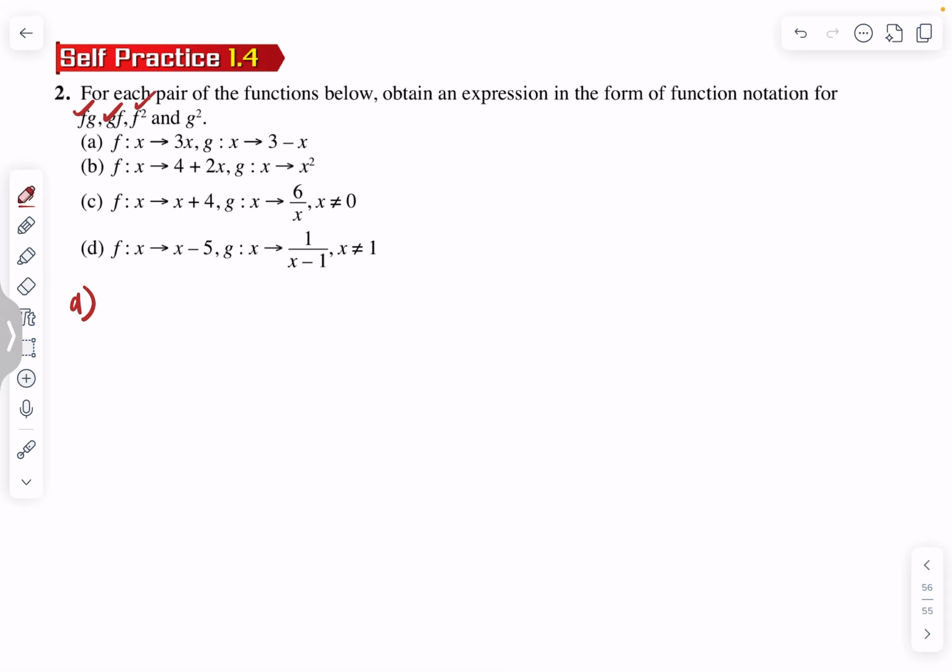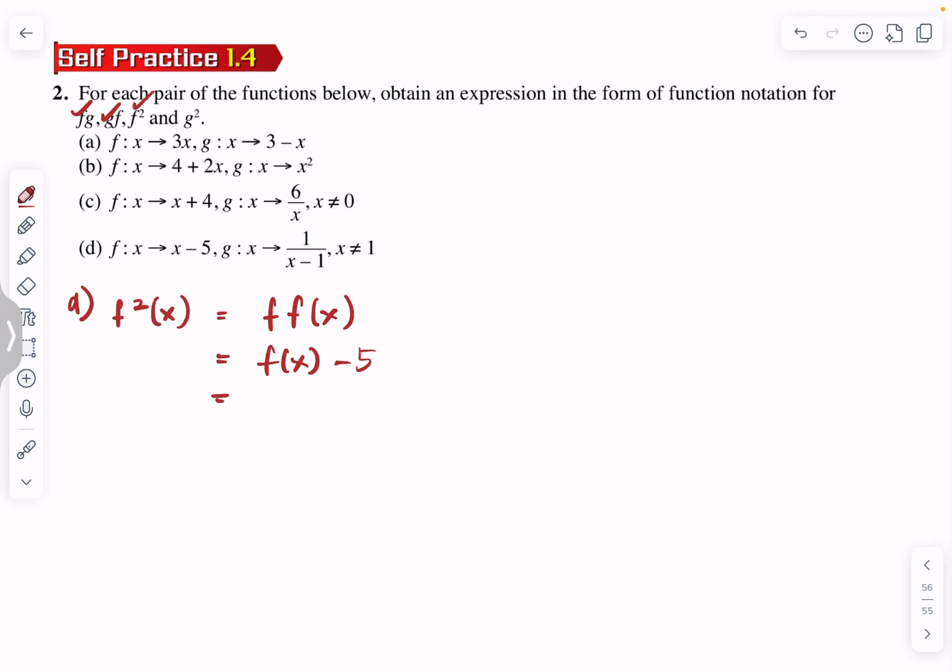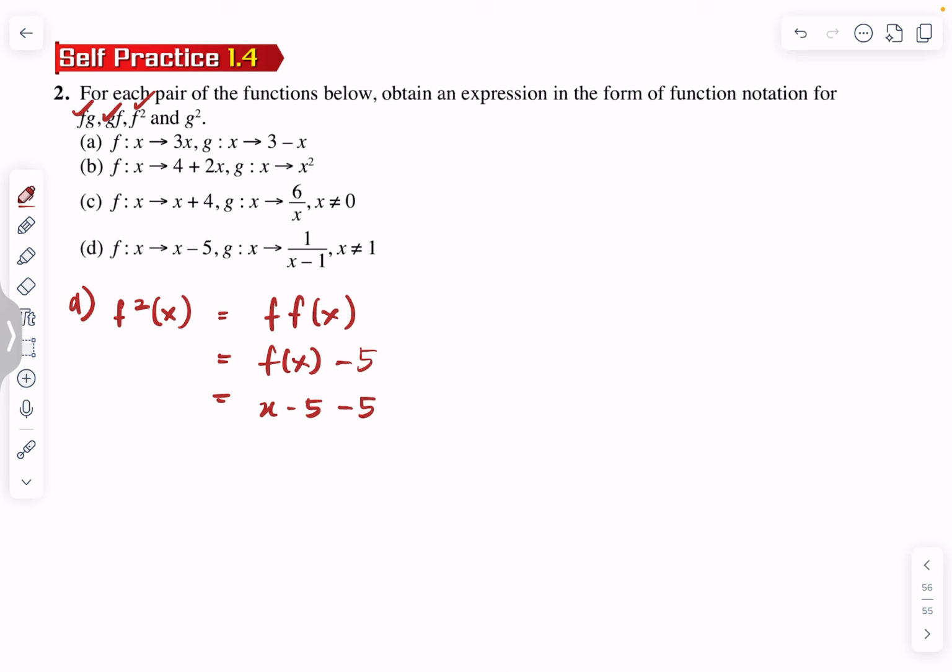Okay, last two. f squared. So f squared x is f of f of x. So if f of x is x minus 5, f of f of x would be f of x minus 5. Then we put the f of x into here, we would get x minus 5 minus 5, x minus 10. And lastly, g squared x. So g squared x is g of g of x.